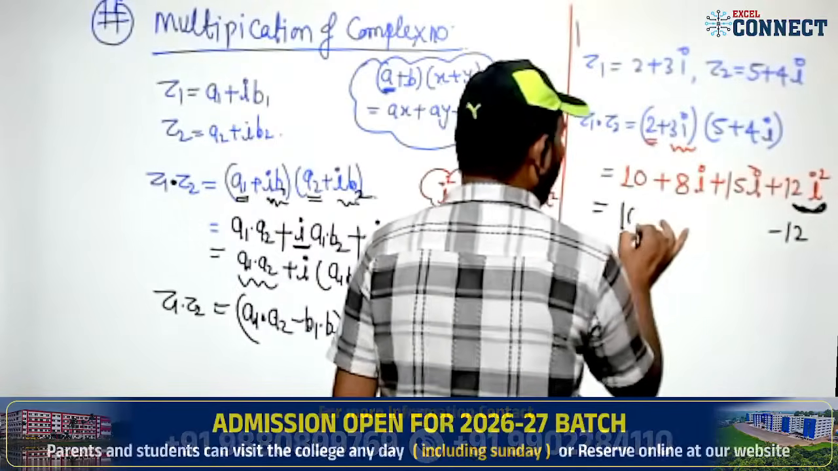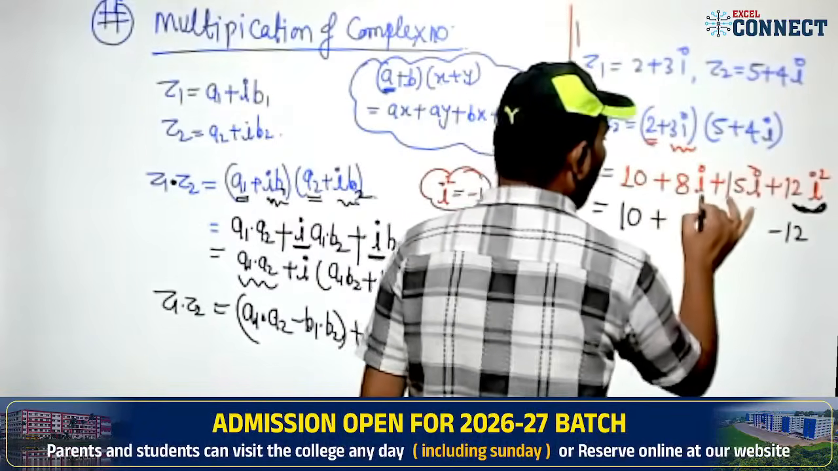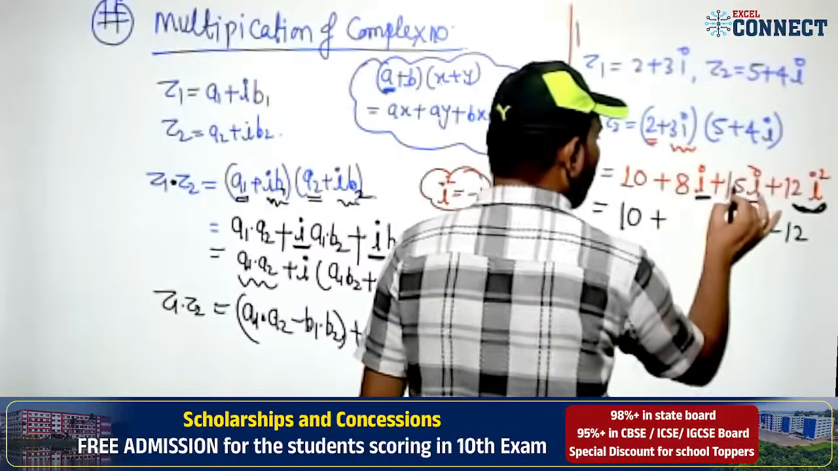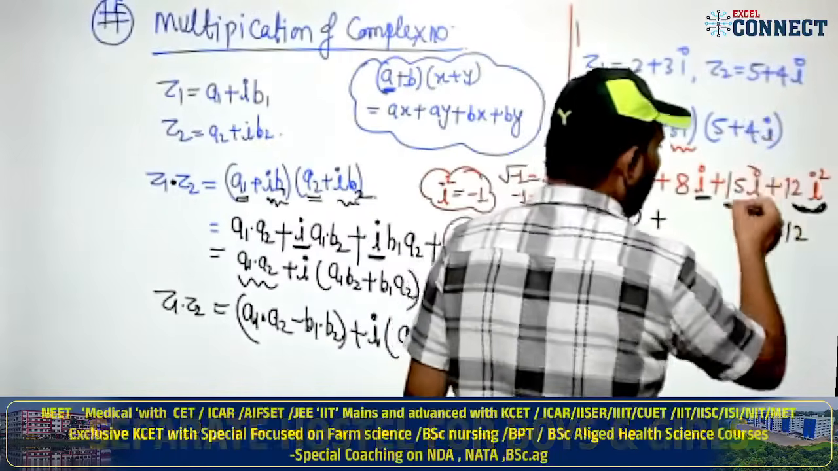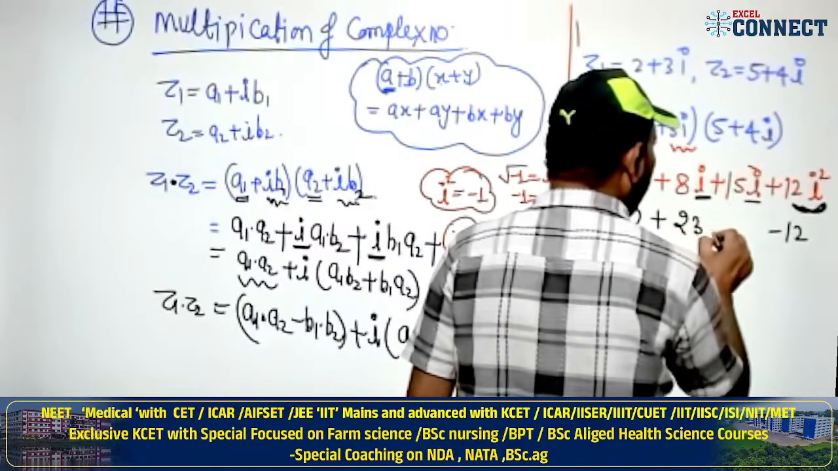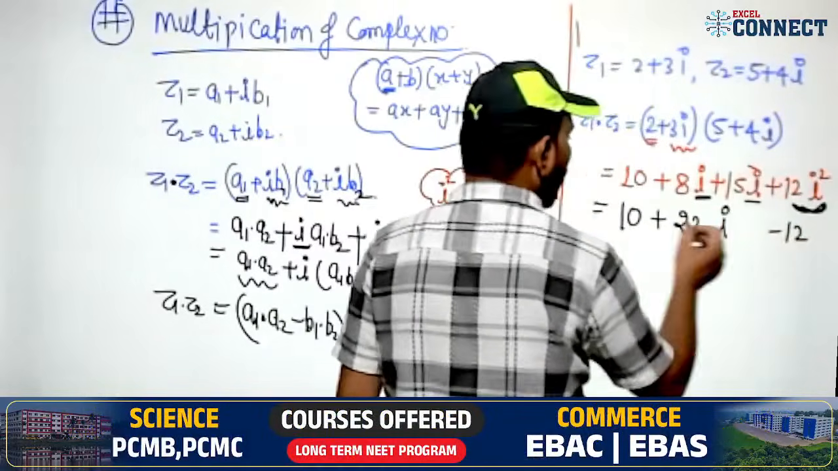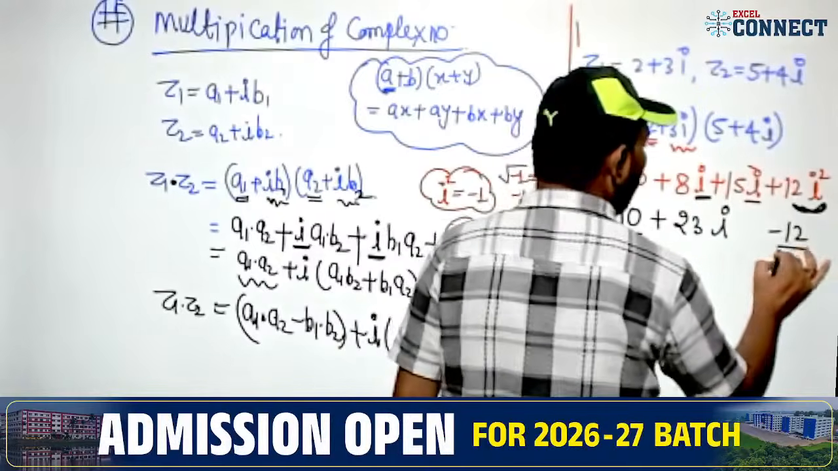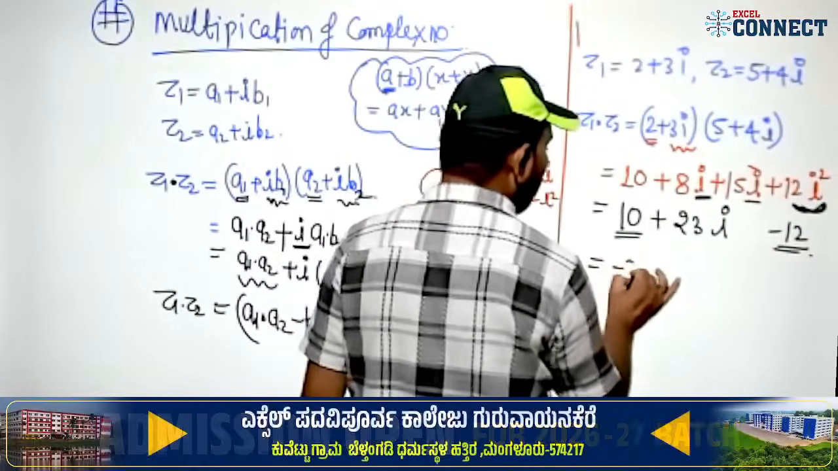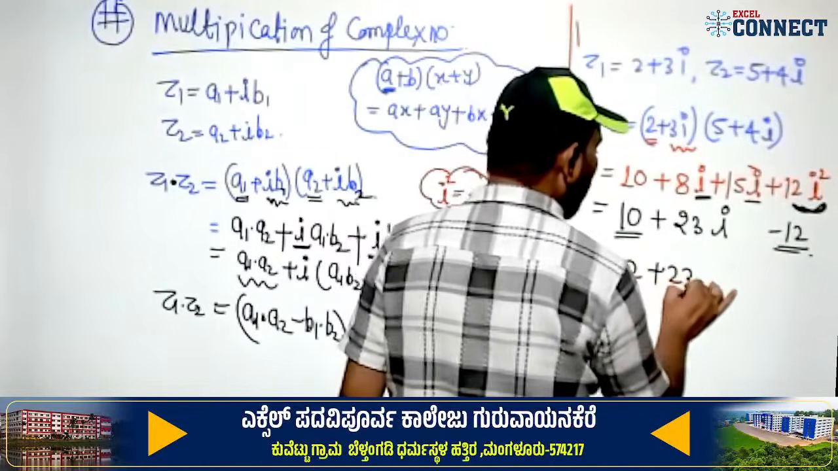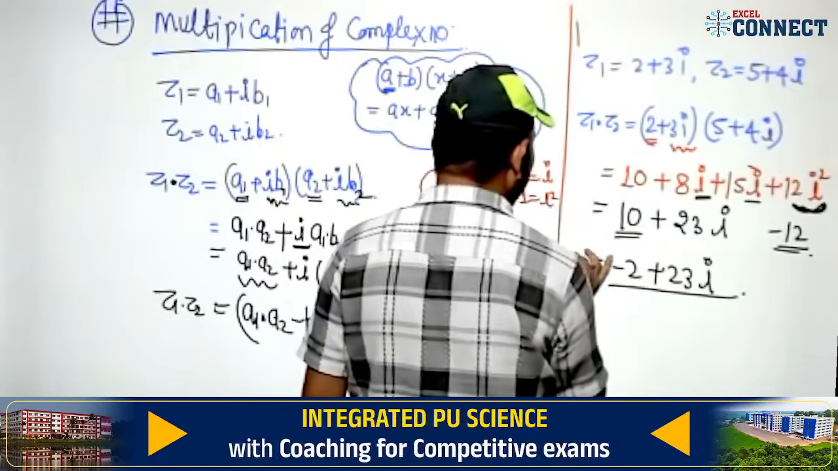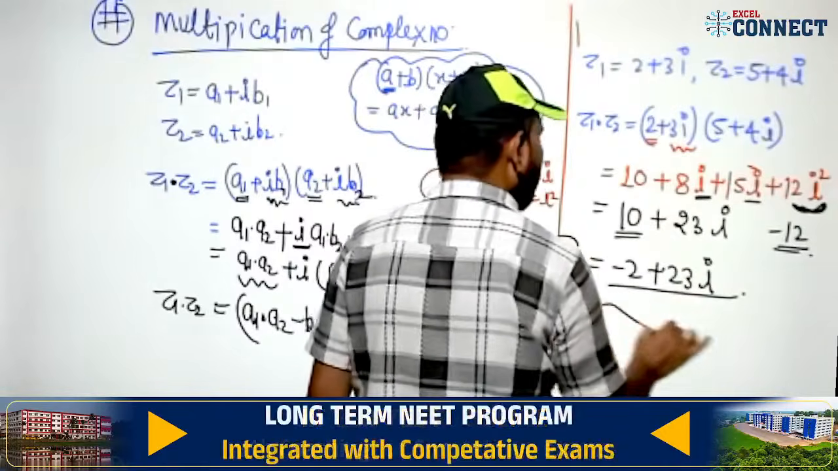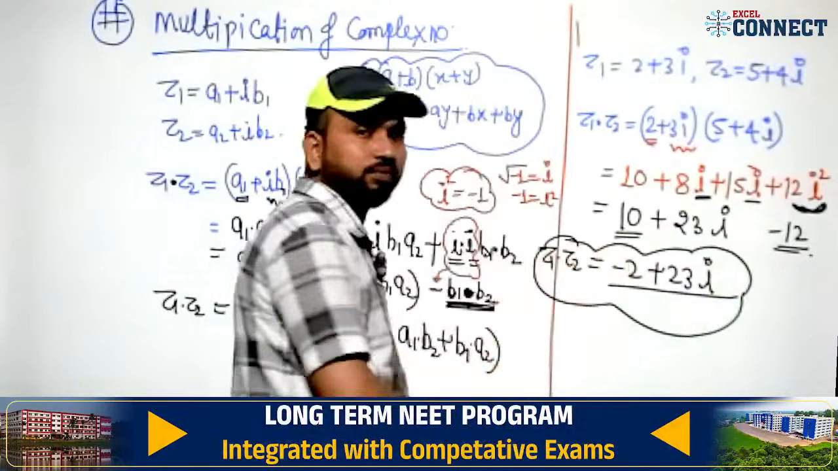Okay. It is 10. Here you can take iota common. So 8 iota plus 15 iota is 23 iota. Now this is real part, this is also real part, so subtracted. So what will come? Minus 2 plus 23 iota. So this is your Z1 into Z2.